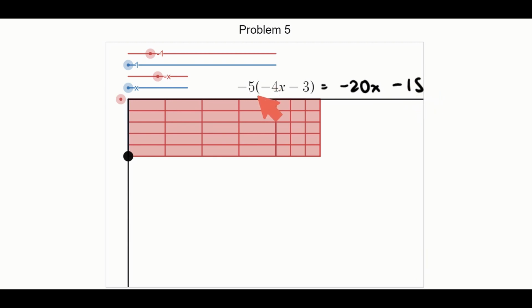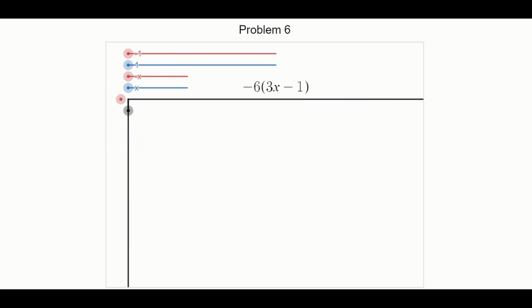But I don't want just 5 regular groups, I want the opposite of these groups. So notice what happens when I make a negative group. What's going to happen to all these tiles once I make a negative group? Notice that all of these are going to flip over and be the opposite sign. So instead of negative 20x, I'm going to have positive 20x. And instead of negative 15, I'm going to get positive 15. So our final answer is going to be 20x plus 15.